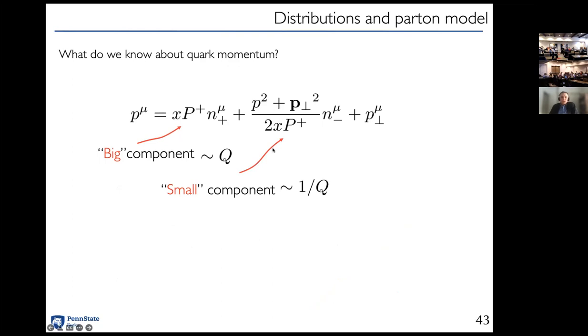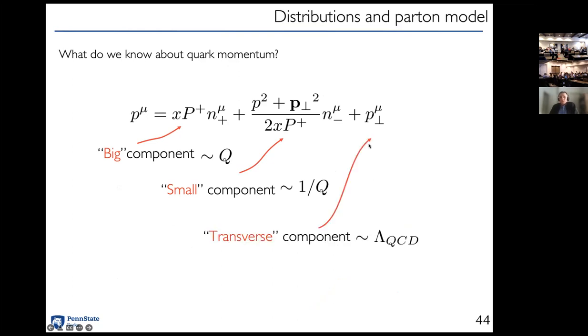Now, if we take some of the frames that we use, the Breit frame, for instance, in the Breit frame this P plus momentum is large, it's proportional to Q, if Q is the virtuality. So this is a large number. Then the minus momentum will be small because now it will be suppressed by 1 over Q. And the transverse component p perp doesn't change, but we know it's of order of lambda QCD, that's the non-perturbative motion of quarks and gluons inside of the nucleon.